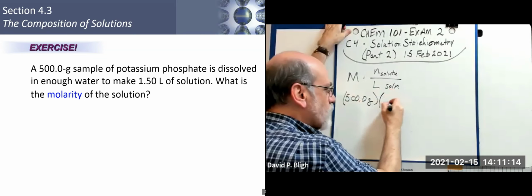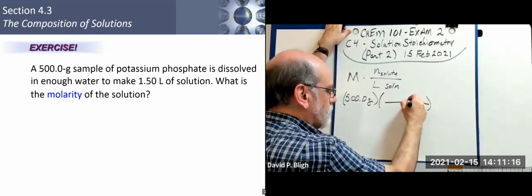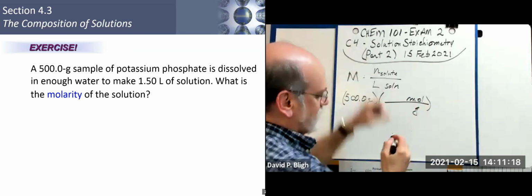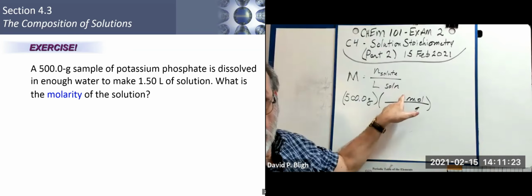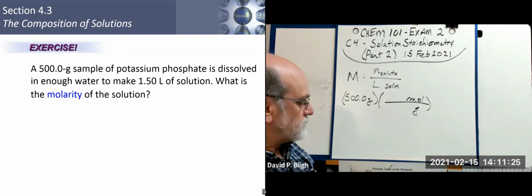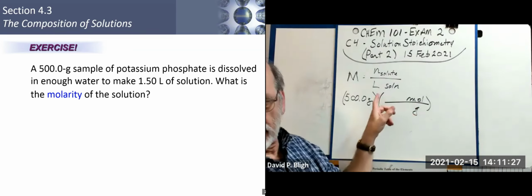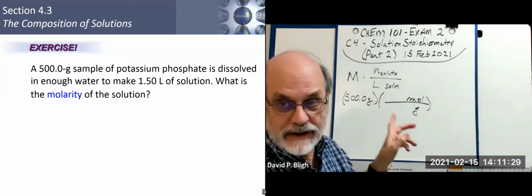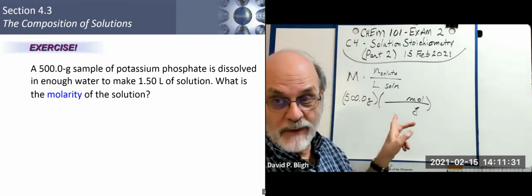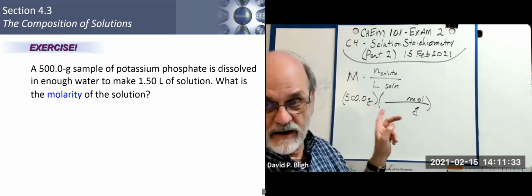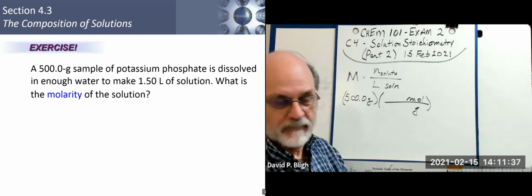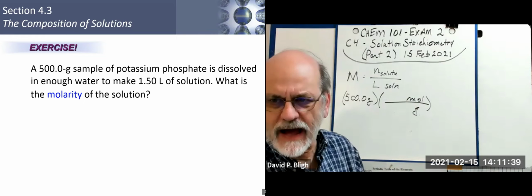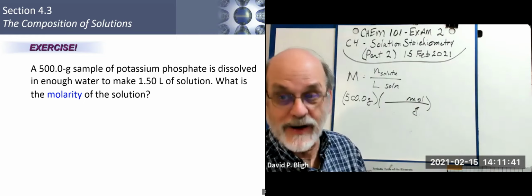You need a conversion factor to cancel the grams and leave you with moles. Whenever you see grams and moles in a quotient like that, that's molar mass. So you need to know the molar mass of potassium phosphate. So how do you determine the molar mass of potassium phosphate if all you have is the name?